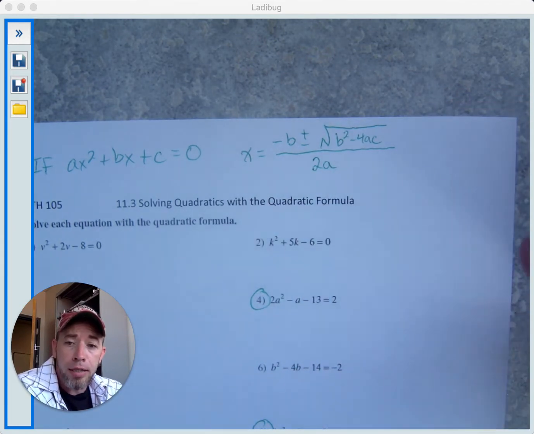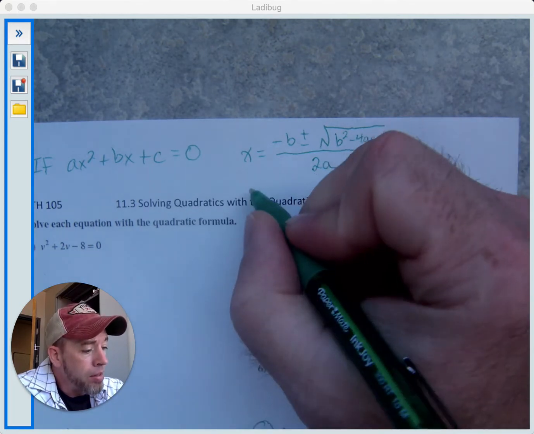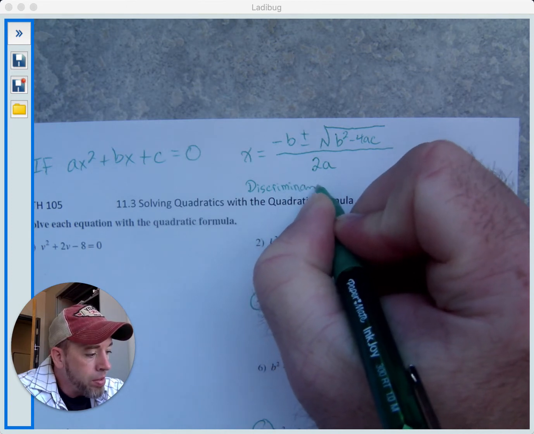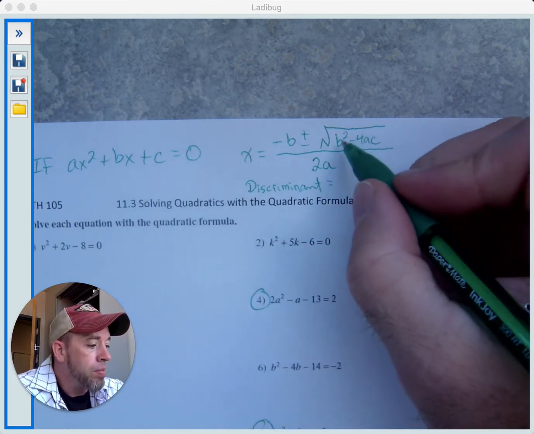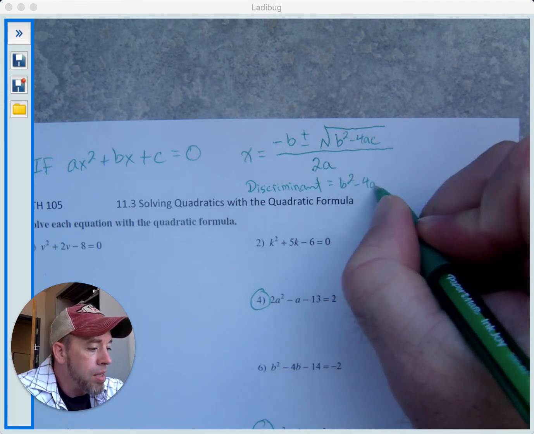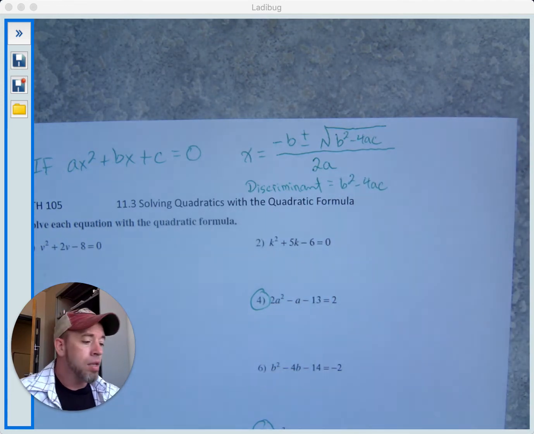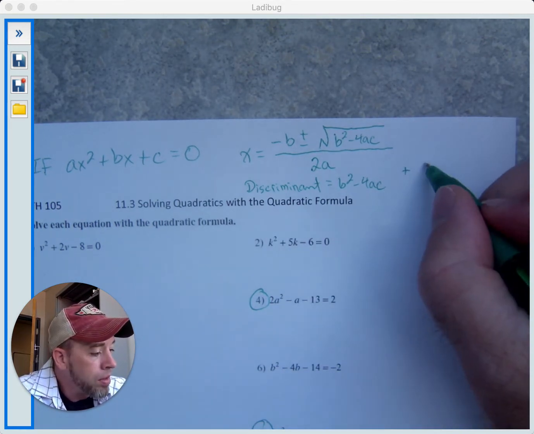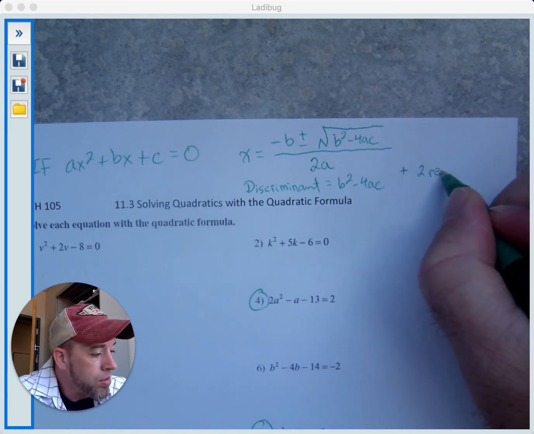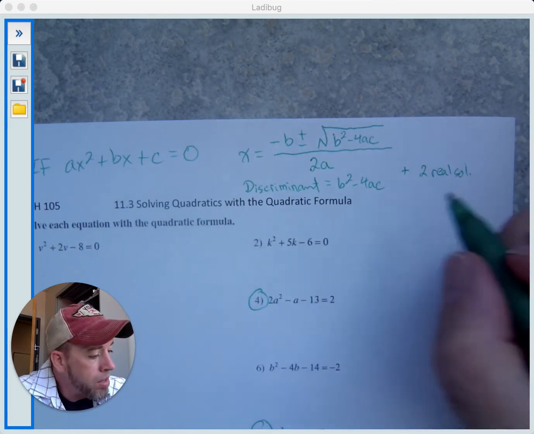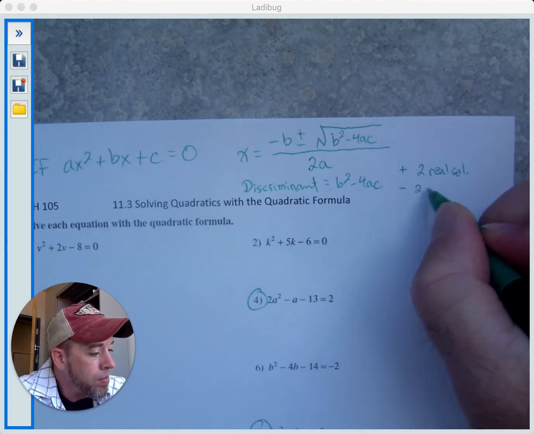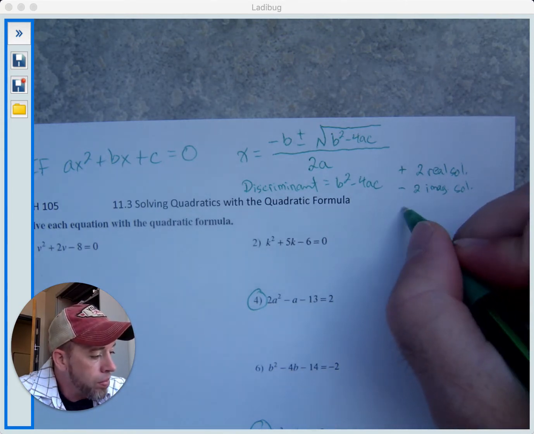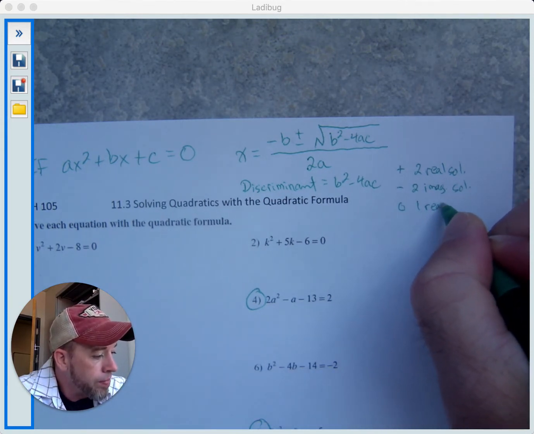I'll remind you how I like to do these just to break it up a little bit. I like to find what's called the discriminant first. The discriminant is the part underneath the radical, the b squared minus 4ac. Again, that will tell you what kind of solutions you have. If the discriminant is positive, you have two real solutions. If the discriminant is negative, you have two imaginary solutions. And if the discriminant is 0, you'll have one real solution.